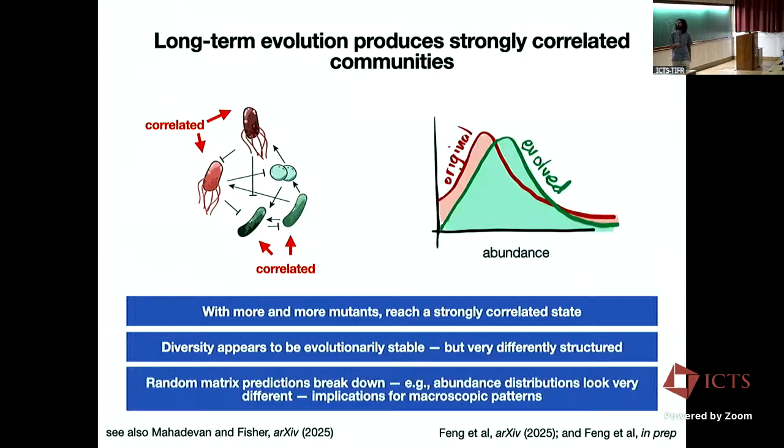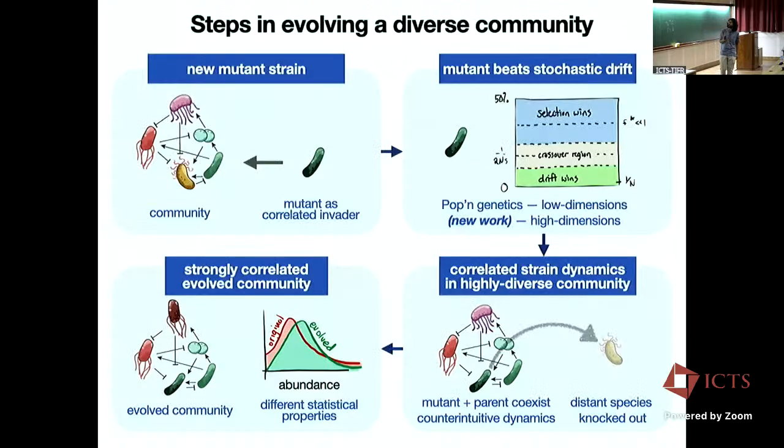One of the consequences of that is that some of the predictions you could make from high-dimensional ecology and random matrix theory, for instance one of the more celebrated ones, the idea of what the species abundance distribution is, start to look very different for evolved communities as opposed to assembled communities. This is, again, just a cartoon to show you how different they are. If you're interested, we can go into it. But this has implications for macroscopic patterns, because this is often a thing that is relatively measurable in communities.